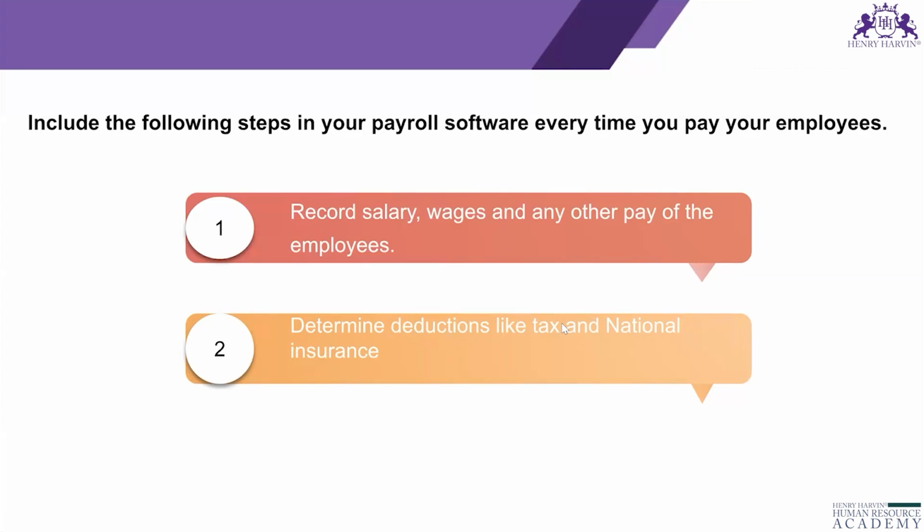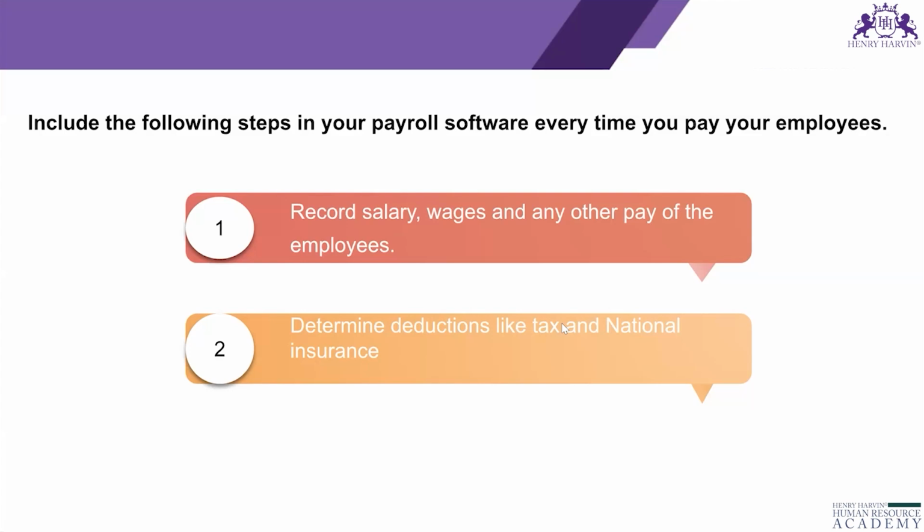Include the following steps in payroll software every time you pay your employees. These are a few steps that you can configure. First, record salary, wages, and any other pay of the employees. This is mainly linked with updating the system, that is, recording employee salary correctly in the system so that we capture the correct salary for payroll. Every month, if there's any change, we should not have something different in our software and something different on the payroll output report. It should match.